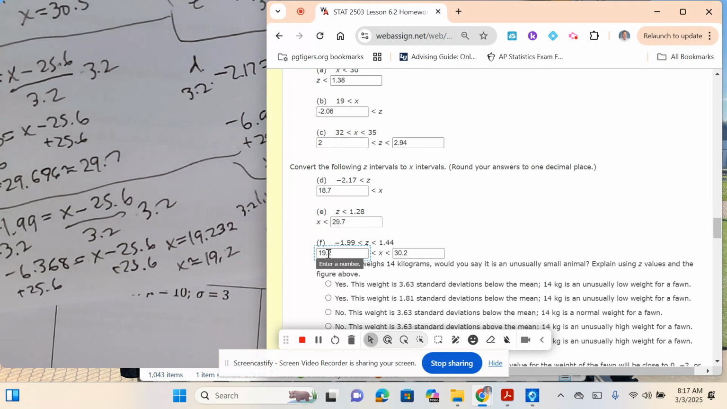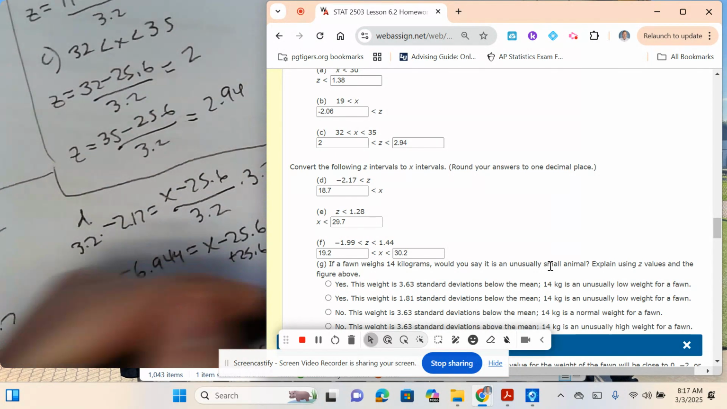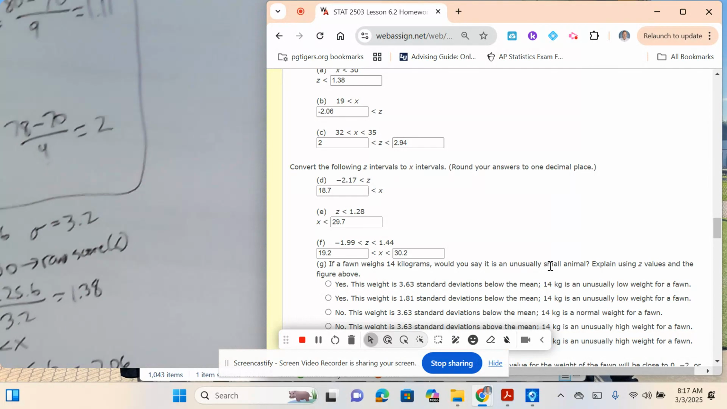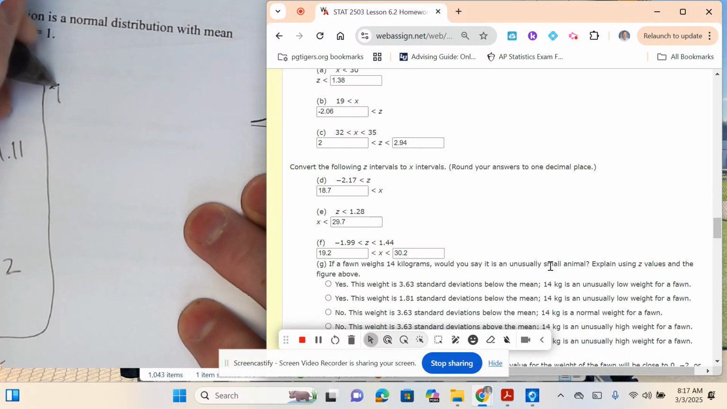Okay, now we're going to look at some applications, something we didn't go over well enough in the notes. If a fawn weighs 14 kilograms, would you say it's unusually small? Explain by using Z values. So how do I find if it's unusually small? What does 14 represent? 14 is my X. So I'm going to find the Z score.